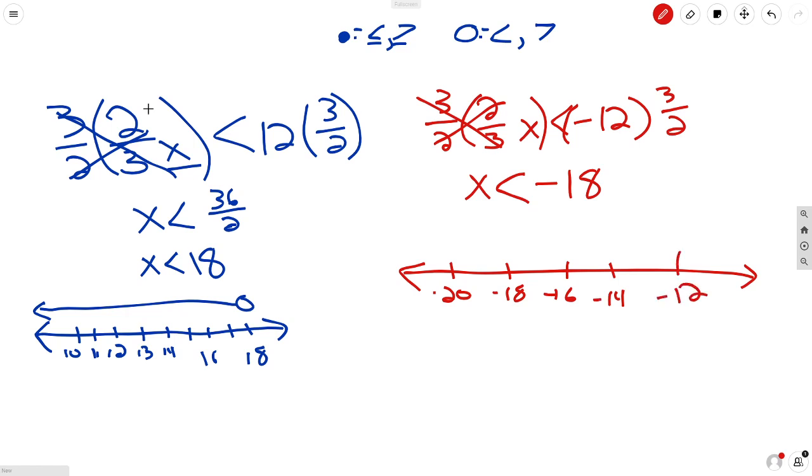Alright. So we have an open circle because negative 18 is not included. And then x is less than. So it's all of these numbers over here.